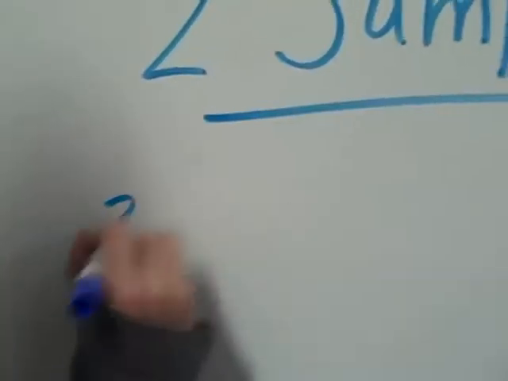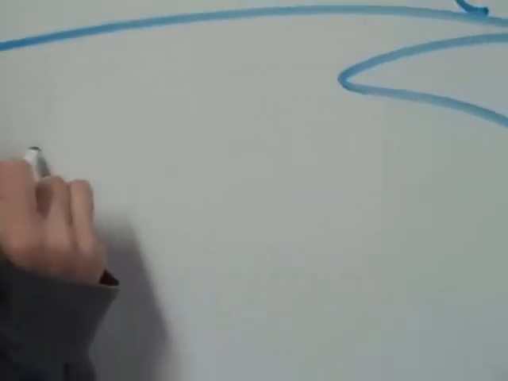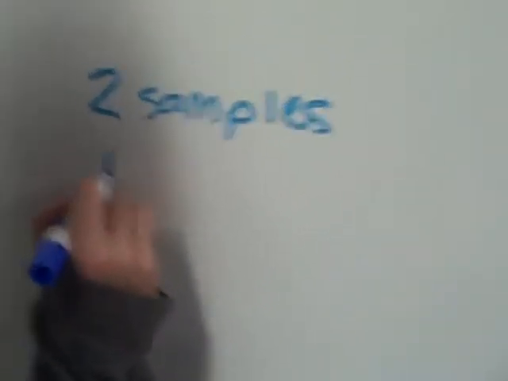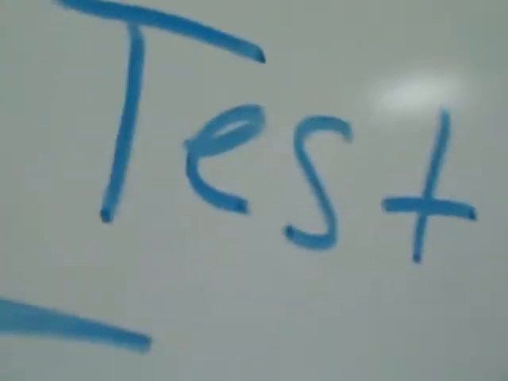First of all, it's 2 samples. Write it. 2 samples, we got that. Next, 2 sample t. So it's a T. Yes, there's a letter, it's a T. And it's a test, as opposed to an interval.